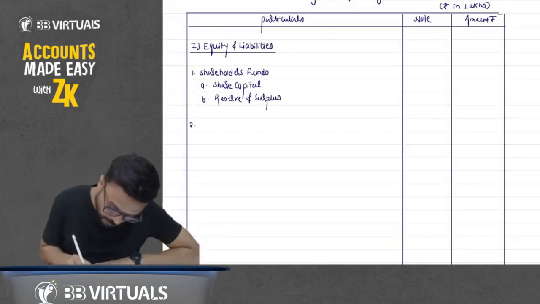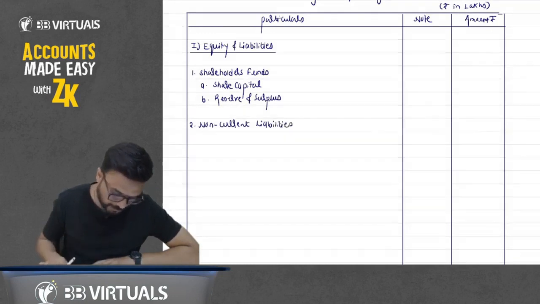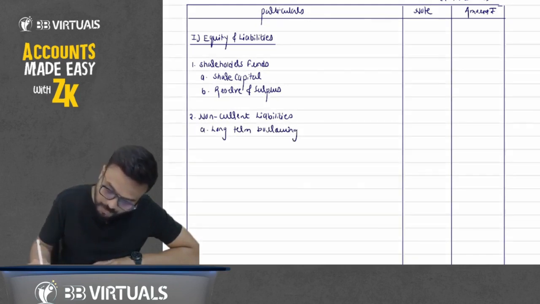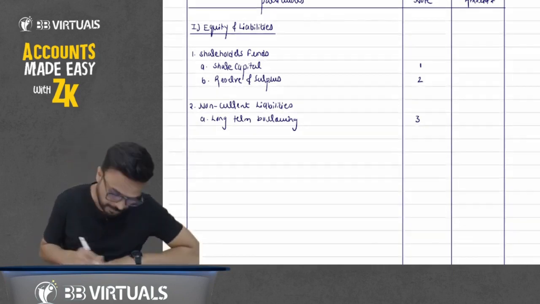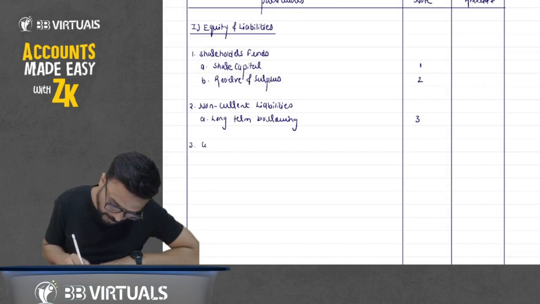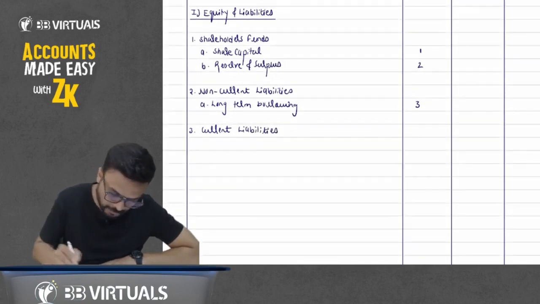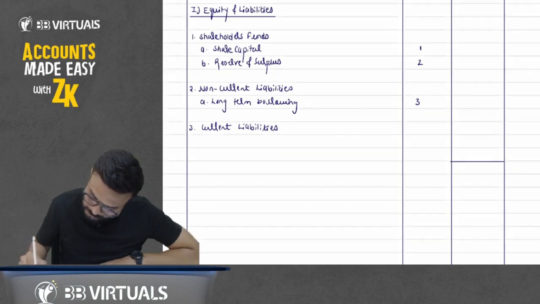Then, second point, non-current liabilities. Under non-current liabilities, the item that will come is long-term borrowings. So we will prepare notes on share capital, reserve and surplus and long-term borrowings. What is a note? The detail of those items. Then third, current liabilities. Under current liabilities, keep the space for two lines and then do the total here.